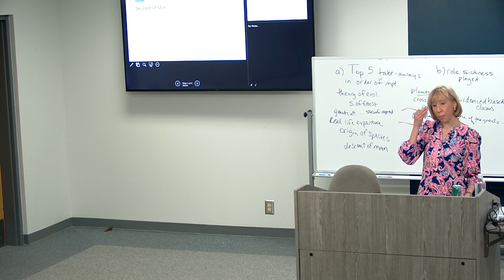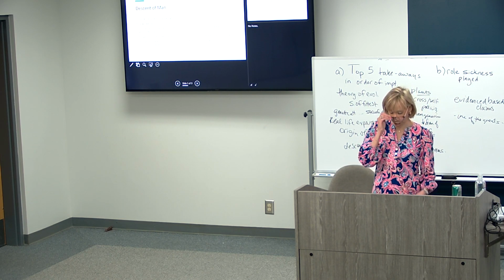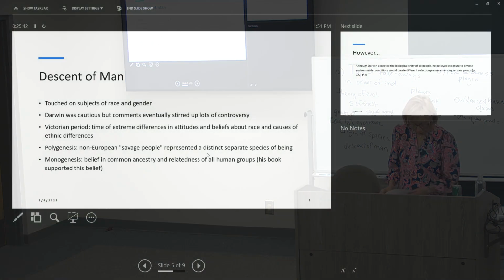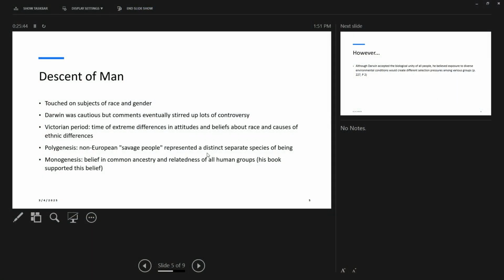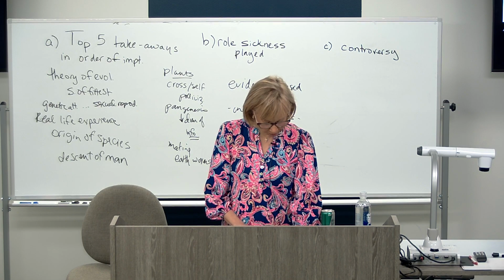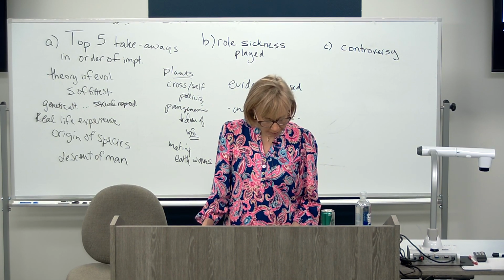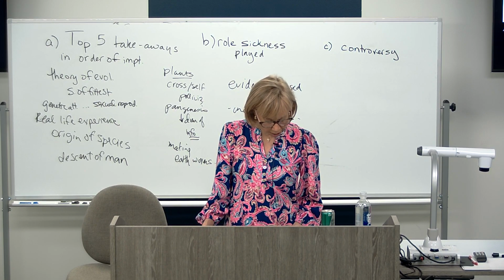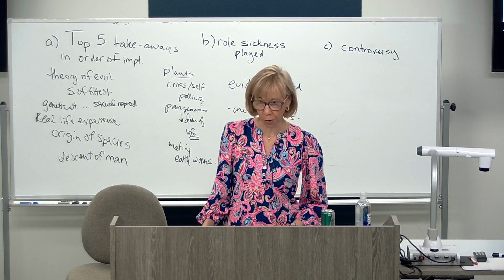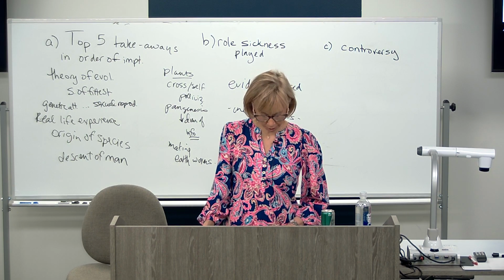Okay, The Descent of Man was a pretty powerful book, and it touched on the subject of race and gender. I want us to look in the book for just a moment here. On page 226, if you'd like to follow along, I'm at the bottom of the page. It says, the Victorian period in Britain was notable for extreme differences in attitudes and beliefs about race and the causes of ethnic differences. So people were definitely not on the same page, so to speak.